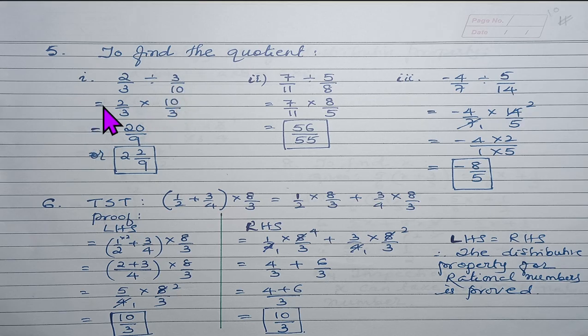So 10 by 3. Now you have 2 into 10 is 20, 3 into 3 is 9. If you want, you can keep it as 20 by 9, or write it as a mixed fraction, that is 2 integer 2 by 9. Now coming to the second one, 7 by 11 divided by 5 by 8. That is 7 by 11 into 8 by 5, because I have taken the reciprocal here again, so it will be 56 by 55. 7 8s are 56, 11 5s are 55.